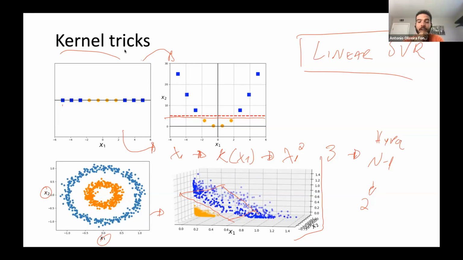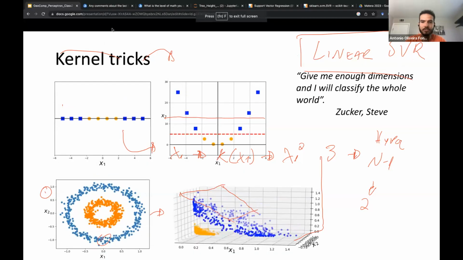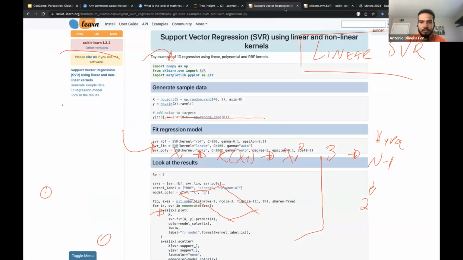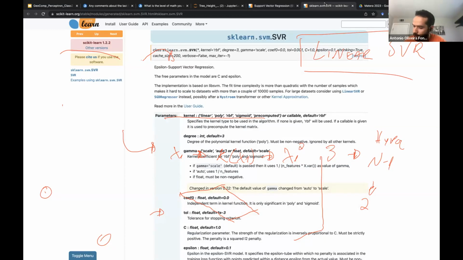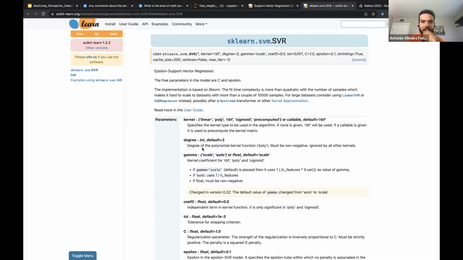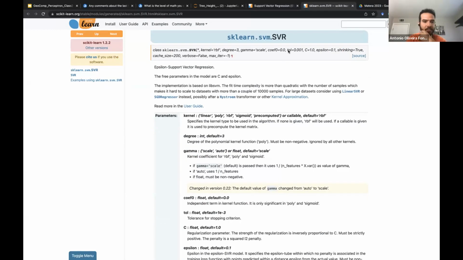Right. I would say that the hint usually is to see that the linear doesn't work as well as the non-linear, right? To the point that, for example, if we go, let me close this very quickly and come here to the main page. Can you guys still see my screen? Let me remove all this stuff. Can you guys see the main page of sklearn for SVR?